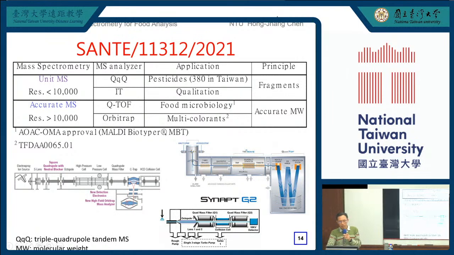And the accurate MS, of course, can do more. They can be used in food microbiology, such as the MALDI Biotyper, which can identify bacteria species using accurate MS. Of course, they can use Orbitrap to detect multi-residues, such as 45 or 49 residues in Taiwan. So there are different types of MS machine used today. Okay, it's time to take a 10-minute break. If you have any questions, you can discuss with me.